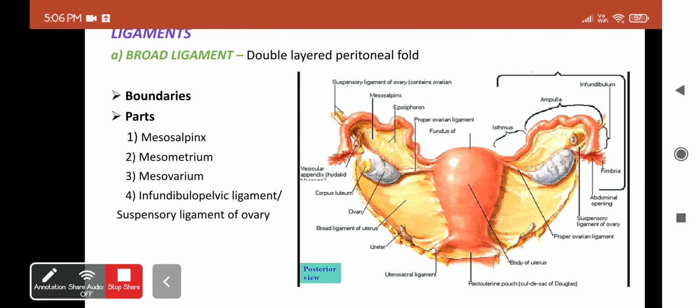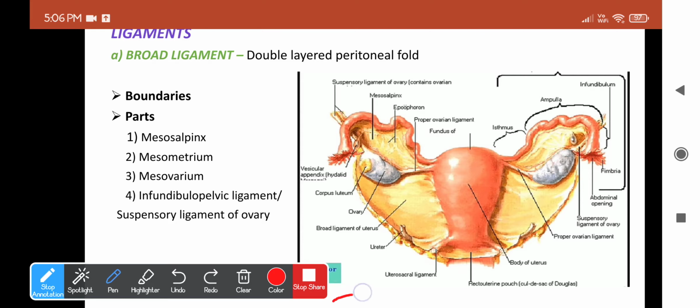And if you see, this is the posterior view. So the ovary, ligament and everything will be much better to view from the posterior aspect. And anteriorly you will have one main ligament, which is the round ligament. So we will be seeing the relations clearly in the further slides.